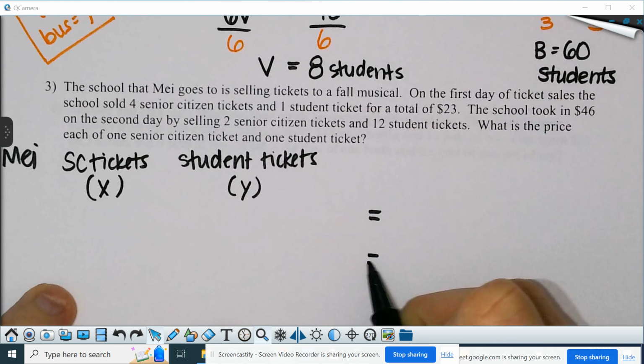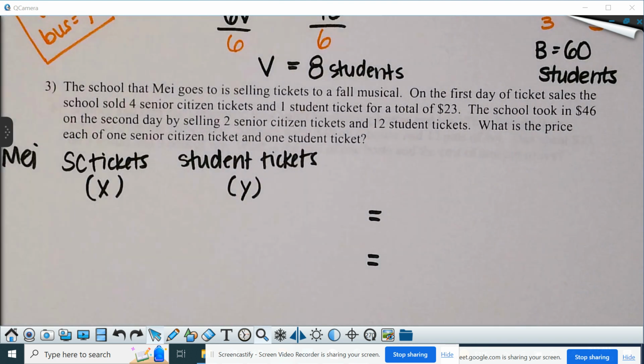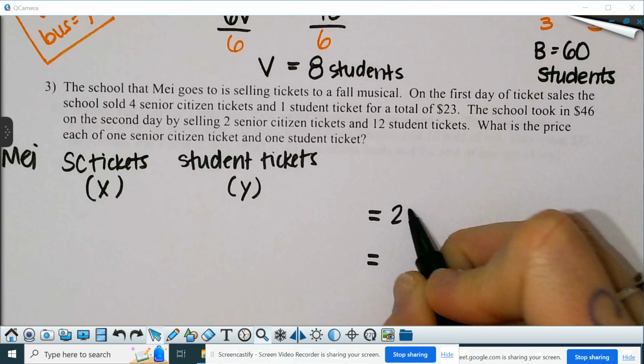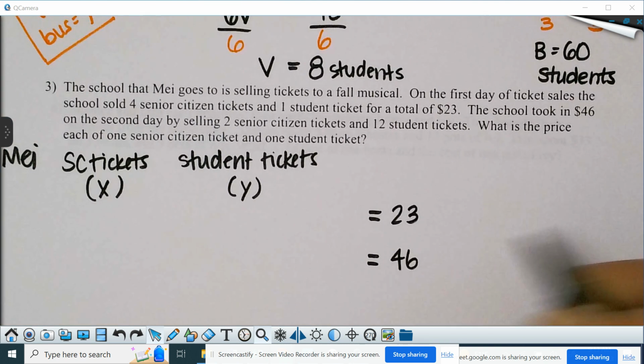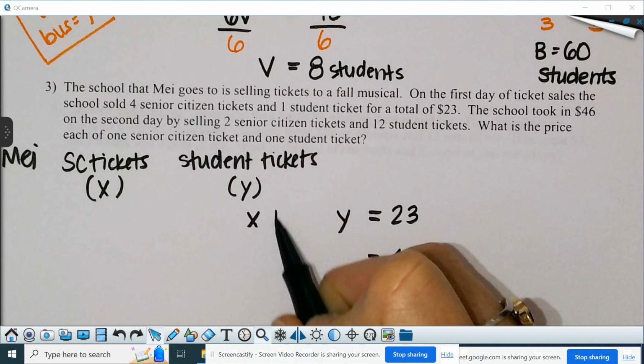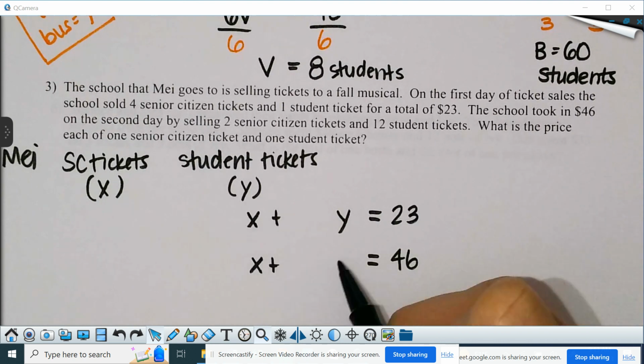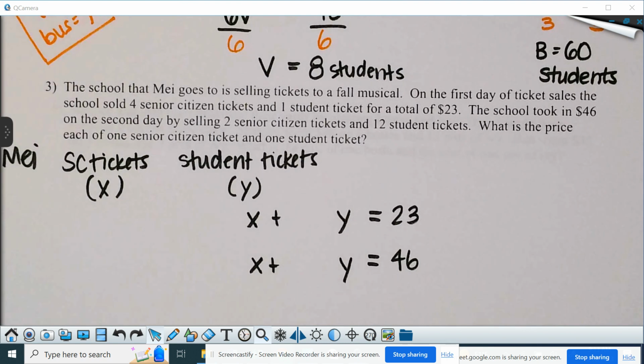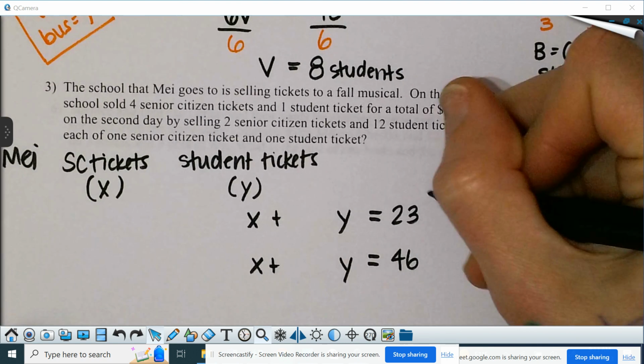So like, what's the total for day one and the total for day two? Yep, 23 and 46. Perfect. So we know we got 23. We know we got 46. We know we have senior citizen and we have student tickets. We have senior citizen and we have student tickets. The part you have to fill in is for day one and day two.